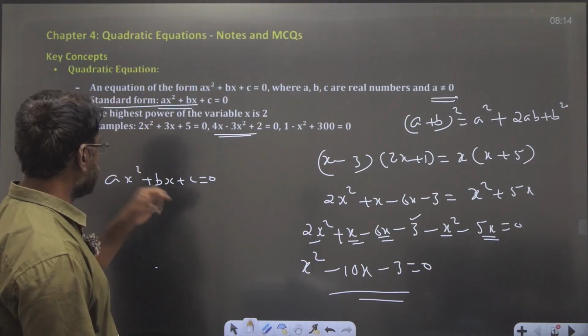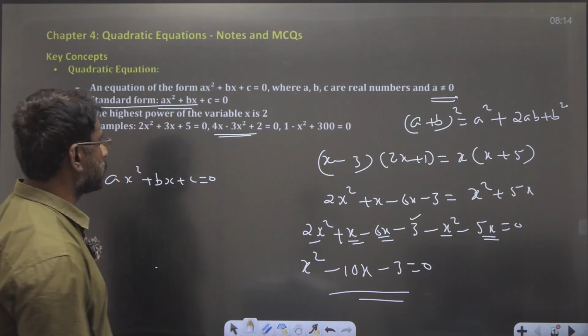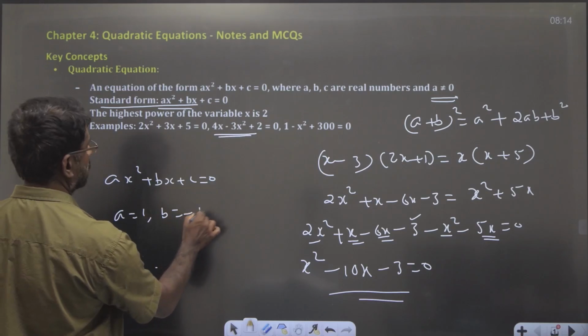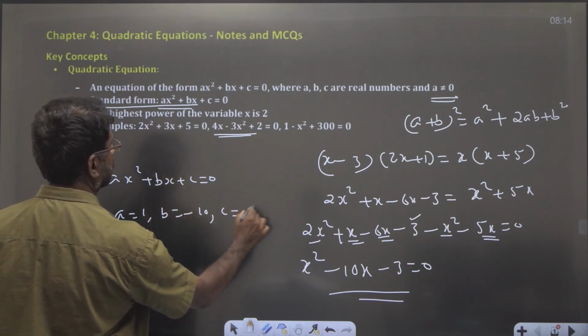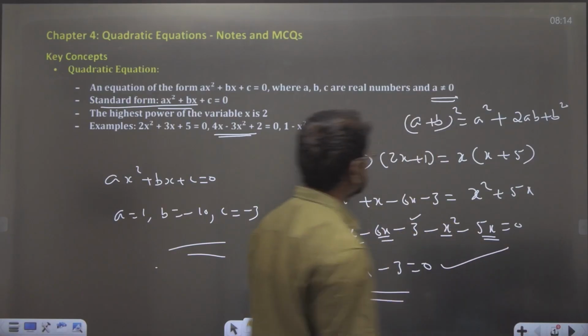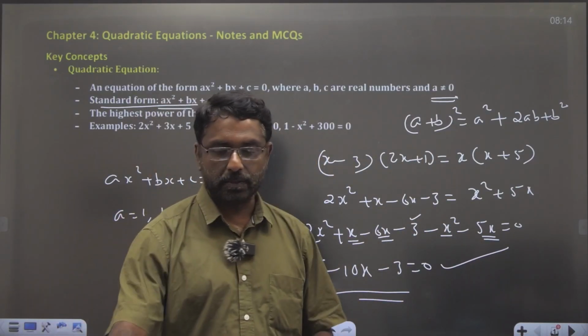This is of the form ax square plus bx plus c is equal to 0. What is a? a is equal to 1, b is equal to minus 10, c is equal to minus 3. Yes, it is a quadratic equation.